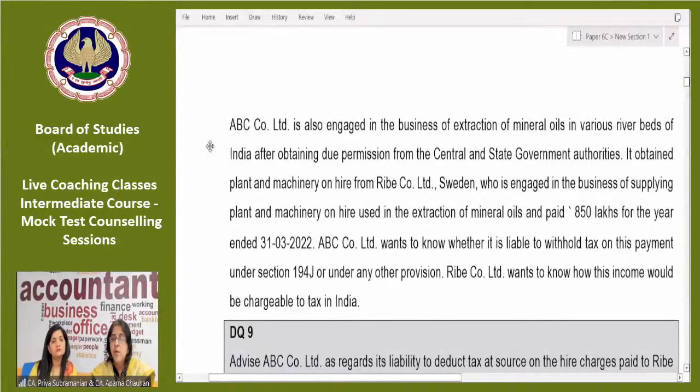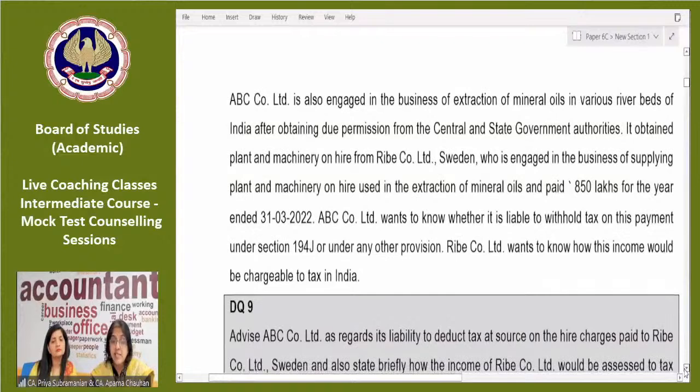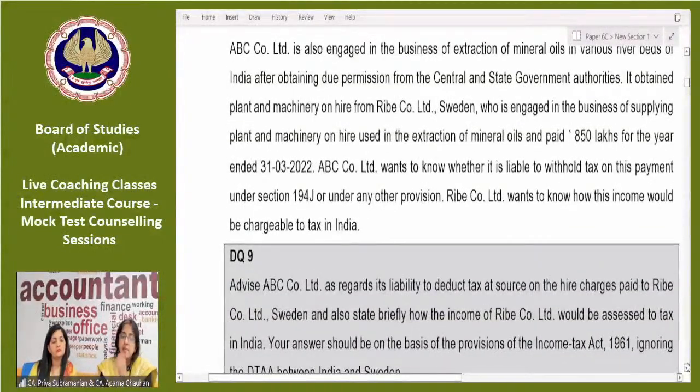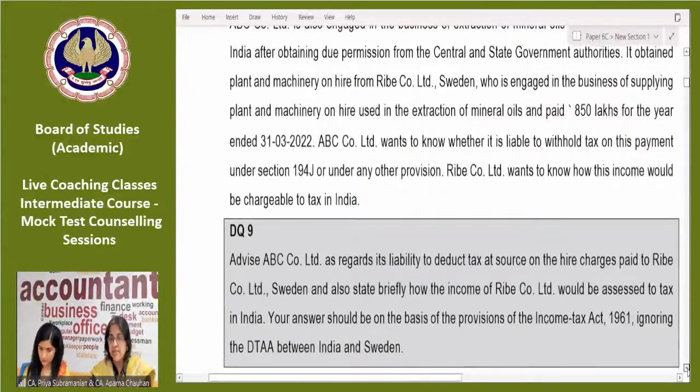Okay. Now, the question here is a descriptive question. Advise ABC Company Limited as regards its liability to deduct tax at source on the hire charges paid to Right Company Limited, Sweden, and also state briefly how the income of Right Company Limited will be assessed to tax in India. It should be based on the provisions of the Income Tax Act, ignoring the DTAA.